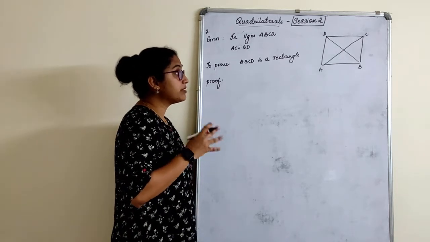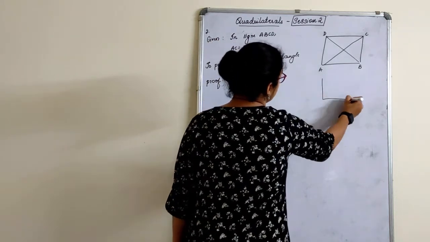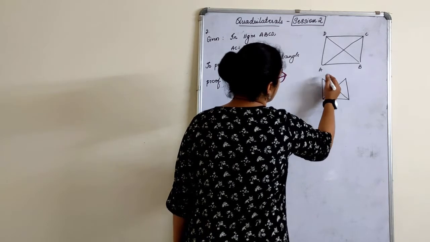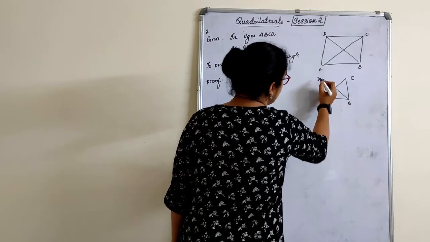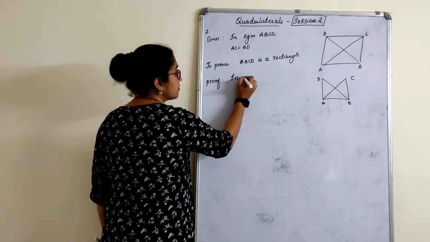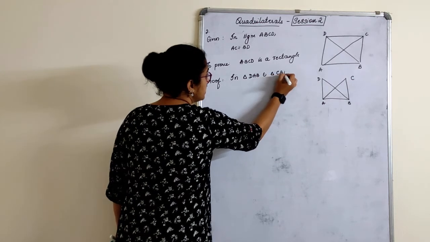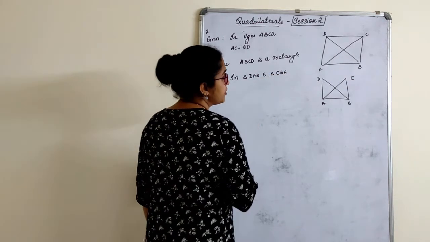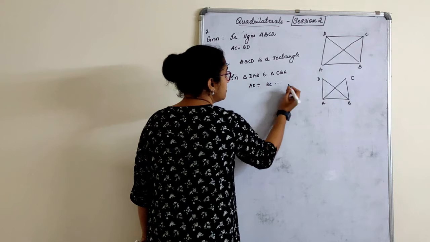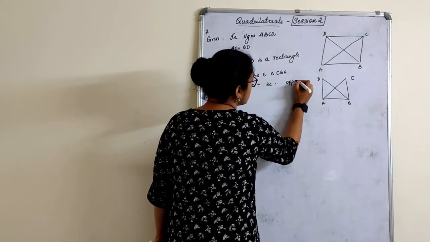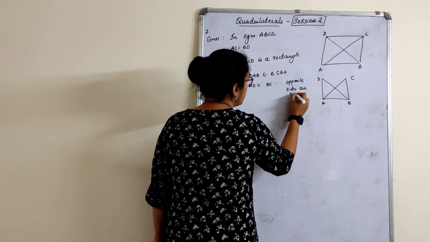Try to choose a particular triangle such that you have all the given things in them. So I think I'll choose a triangle like this. AB is the common side, ABC and ABD. This triangle I will choose. In triangle DAB and triangle CBA. Okay, so this and this triangle. First of all, it's a parallelogram. Can I say AD is equal to BC? Reason? Opposite sides are equal.